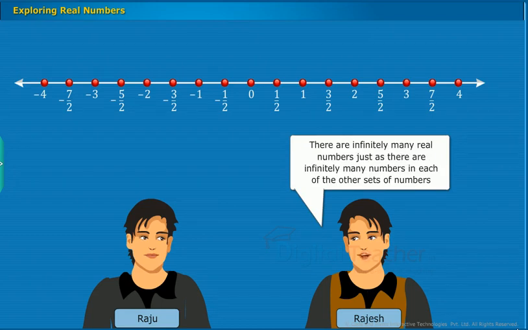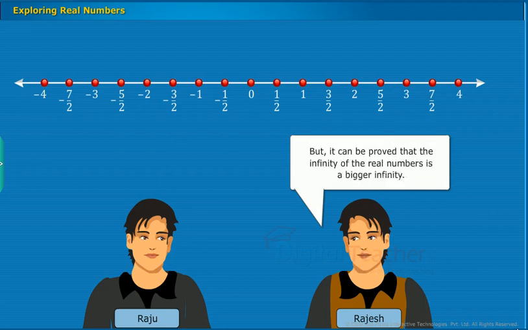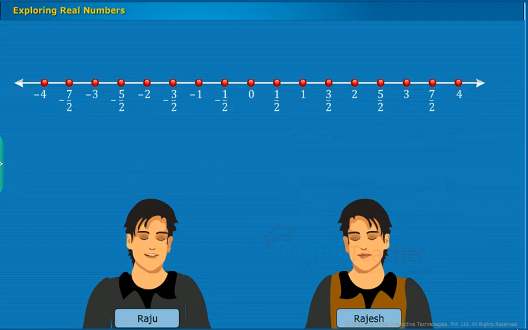There are infinitely many real numbers, just as there are infinitely many numbers in each of the other sets of numbers. But it can be proved that the infinity of the real numbers is a bigger infinity. Thanks, Rajesh, for explaining the topic.